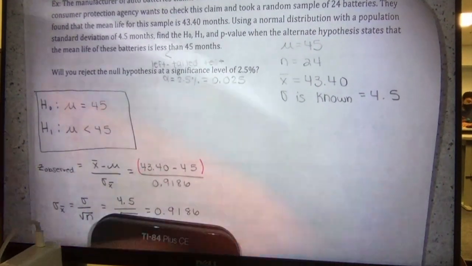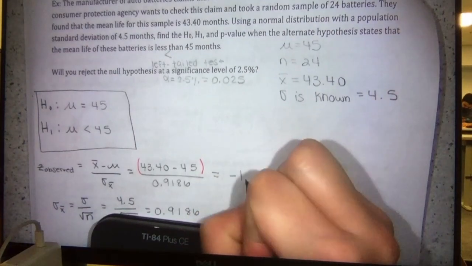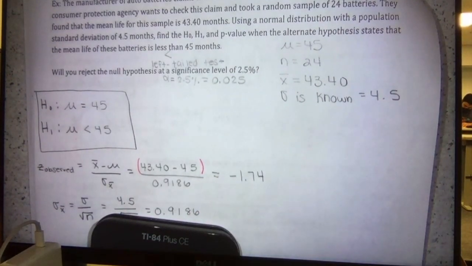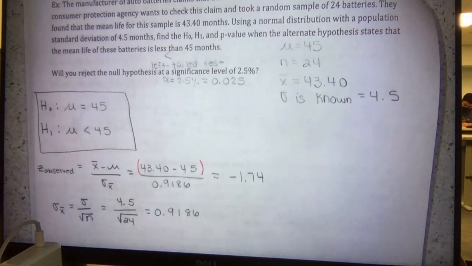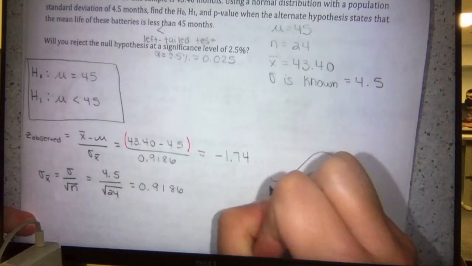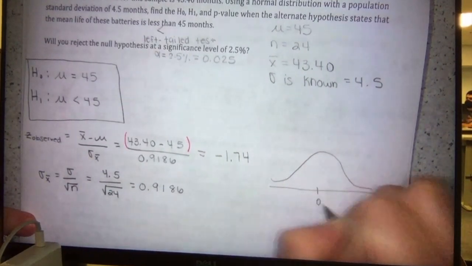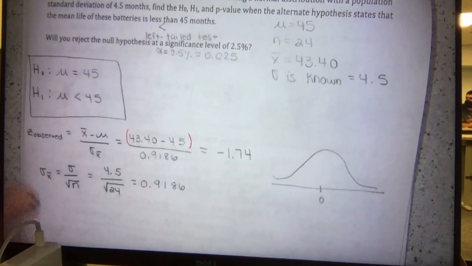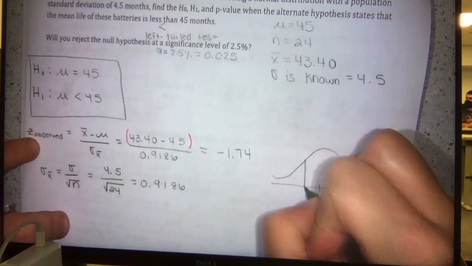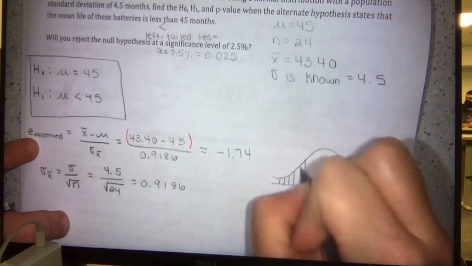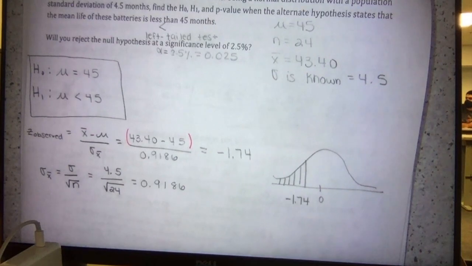Dividing that out, we get our z observed as negative 1.741, which will be negative 1.74. So we need to find our p-value. To find the area under the curve, I want to draw my curve. I apologize for not putting one on here. That way I can find my lower boundary and my upper boundary. So we know it's negative, so we know it's on the left-hand side. And they told us it's a left-tailed test.